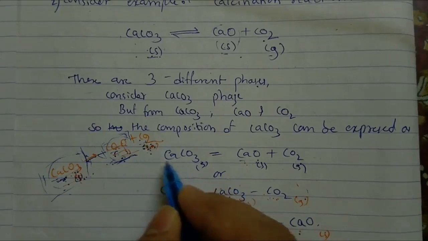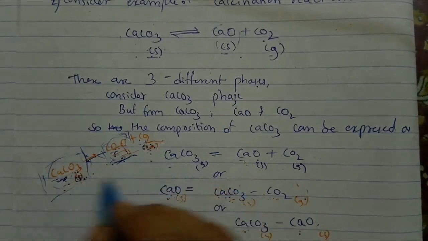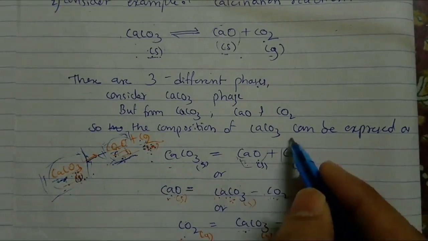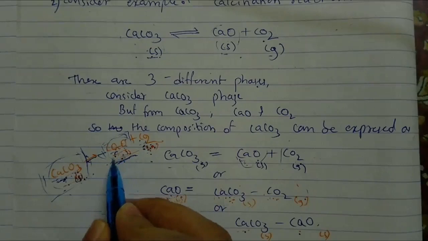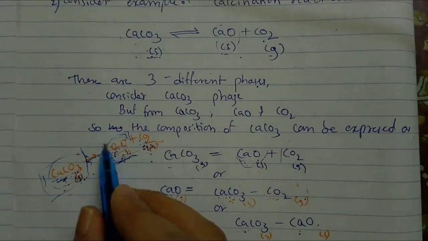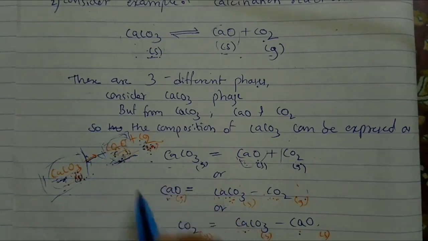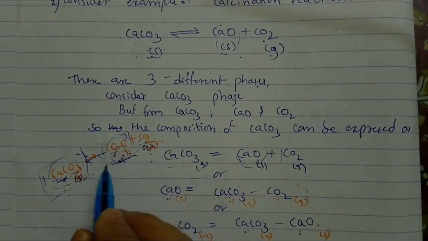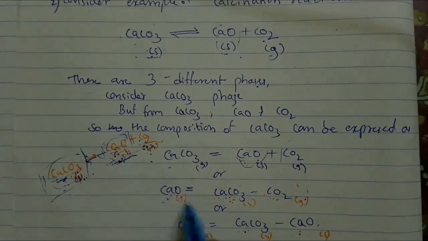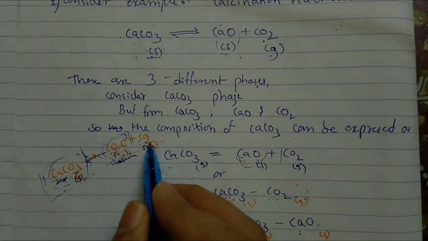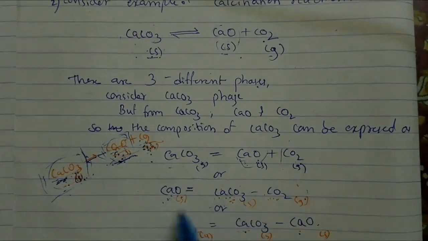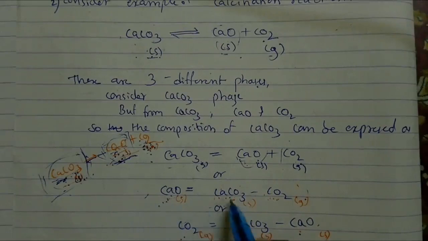That means when you want to express the composition of calcium carbonate, you require calcium oxide as well as carbon dioxide. Now consider the example of calcium oxide. If you want to express the composition of the calcium oxide phase, it contains only calcium oxide. Calcium oxide is coming from calcium carbonate, and from this calcium carbonate you are getting carbon dioxide also. So this you have to remove. So calcium oxide is nothing but calcium carbonate minus carbon dioxide.